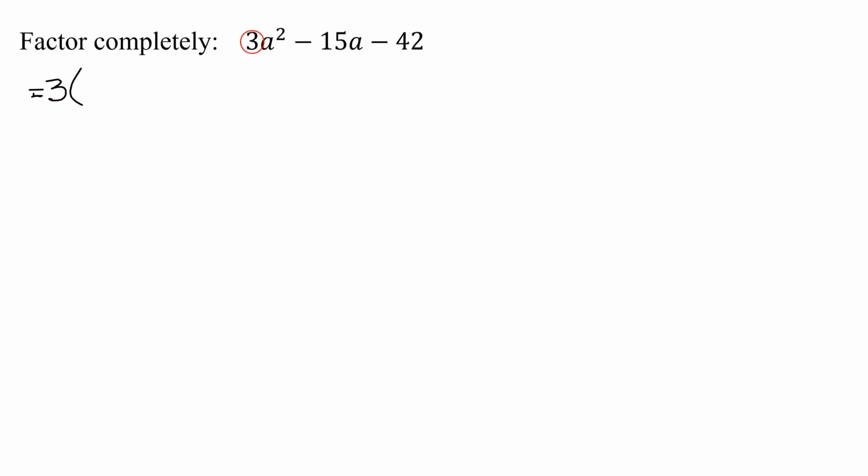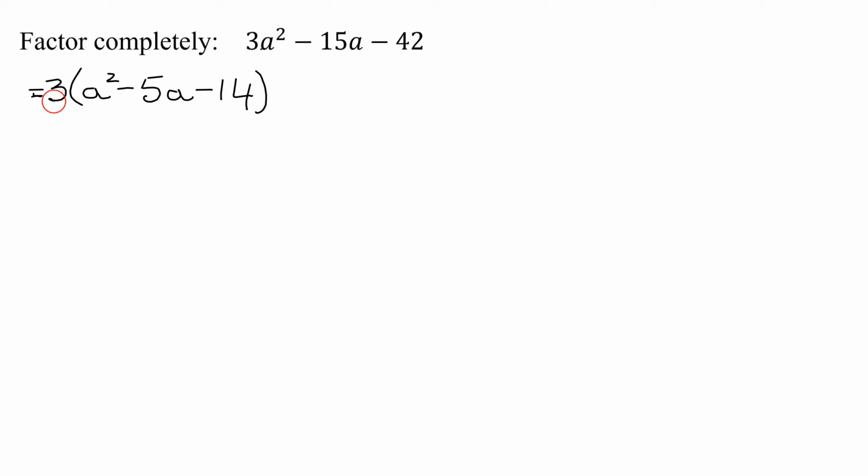Now, if I pull a 3 out of a 3a squared, what does it leave behind? It just leaves an a squared. Remember, when you factor something out, it's like dividing this term 3a squared by 3. So it's just going to leave a squared. Minus: 3 divides into 15 5 times, so it's going to leave me minus 5a. Minus: 3 divides into 42 14 times.